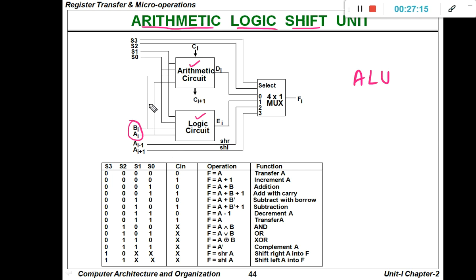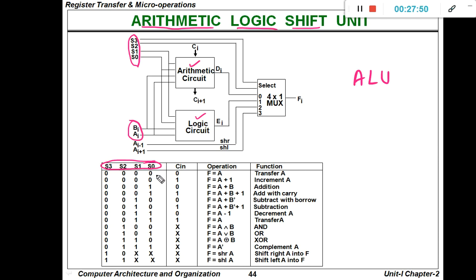Whenever we are going to perform operations, we need to select which operation must be performed. To select which operation must be performed, there are four selection inputs, S3, S2, S1, S0. Based on these four selection inputs, we can generate 16 different operations. In this particular table, we can see what the 16 different operations are.